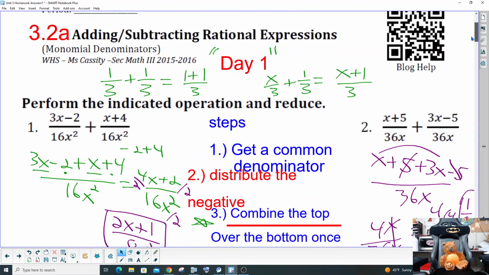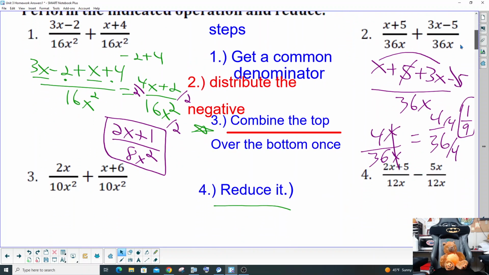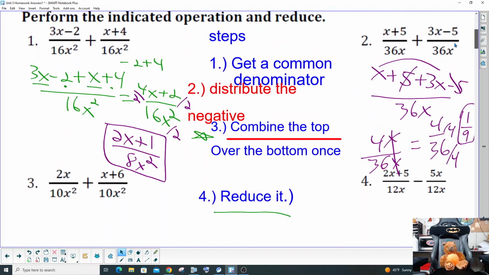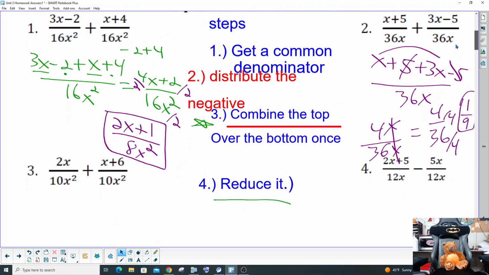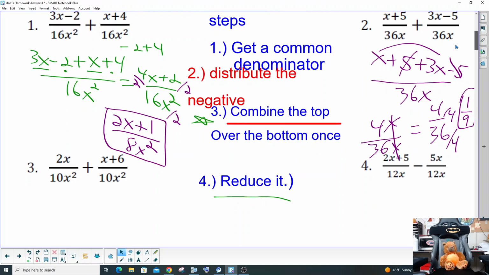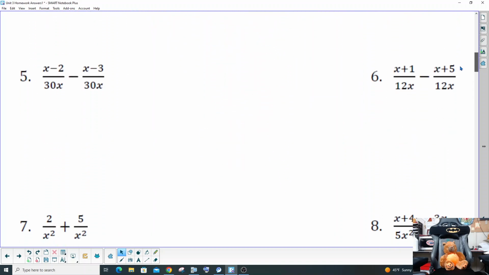So we've been working on adding and subtracting rationals, day one. We did a pretty good video on the front there, and we did some of these in class. Here are our steps: get a common denominator, distribute the negative, combine the top over the bottom once, and reduce it. Watch out for the negatives, right?